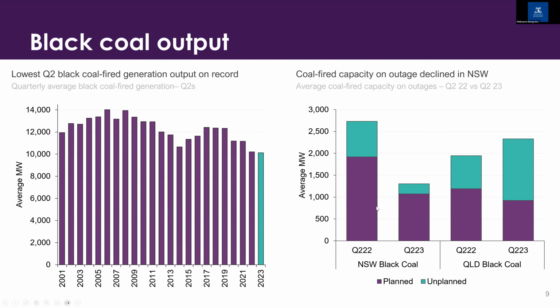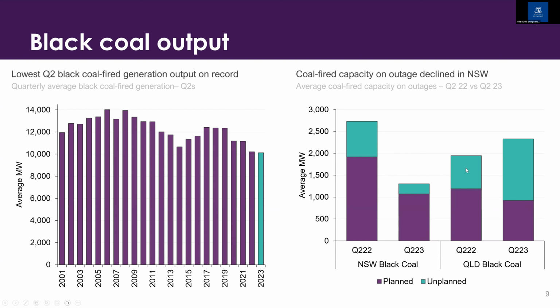So in terms of outages, the chart on the right shows outages for the New South Wales and Queensland black coal fleets between Q2 22 and Q2 23. So you can see there's significantly less outages in New South Wales, around 1300 megawatts or so less, predominantly from Bayswater and Mount Piper, and then also Liddell, as Liddell had some outages last year.